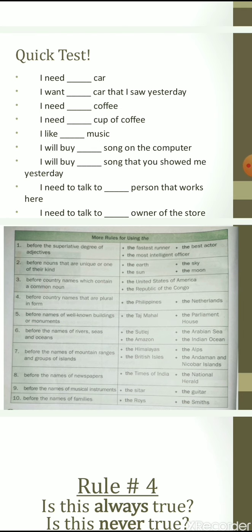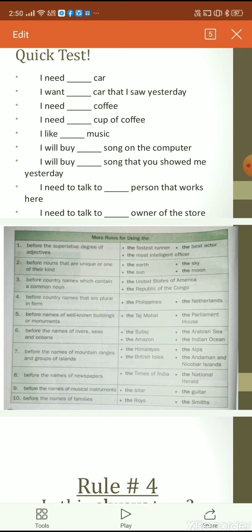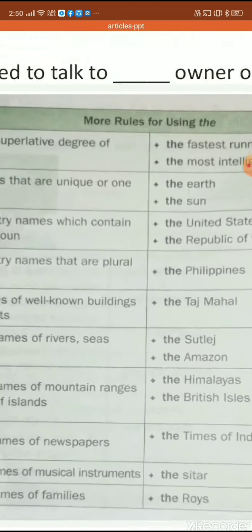I need to talk to a person that works here. I need to talk to the owner of the store. So the owner of the store will be just one. That is why the comes. Now there are more rules for using the.